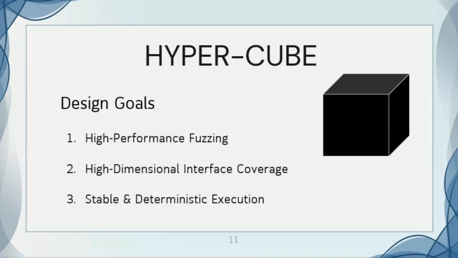And finally, they want to focus on having a stable and deterministic execution. So by building their own operating system, they remove any interference that could happen. They fully control the memory layout, the page tables, and interrupt handling. So any crash is reproducible and fuzzing feedback is stable.